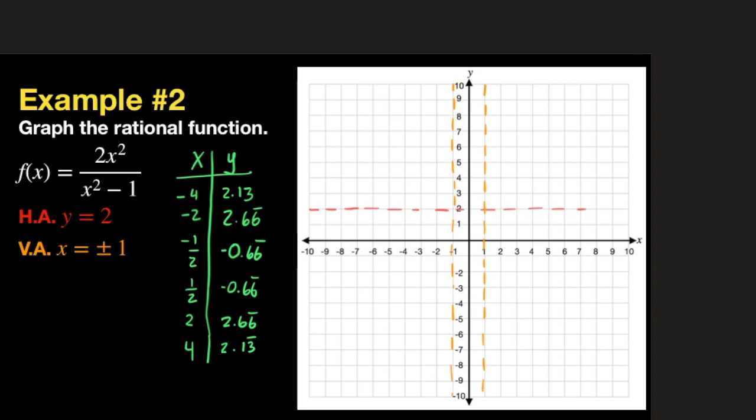If you look at -4 and -2, so we're looking at the left side of the graph, these numbers are positive, but they're above our horizontal asymptote because they're at 0.13, 0.66 above. So we know that our graph is going to look something like this.